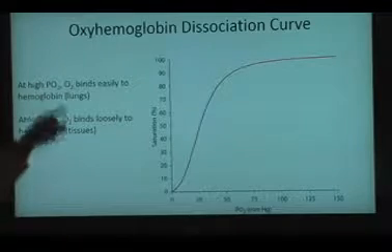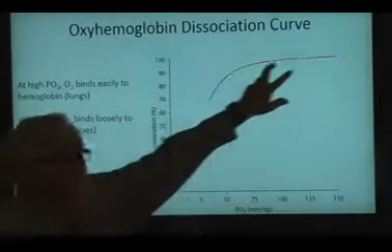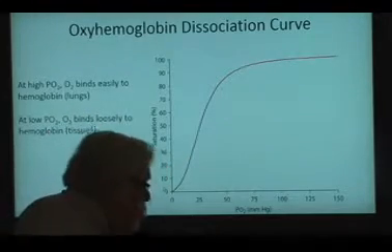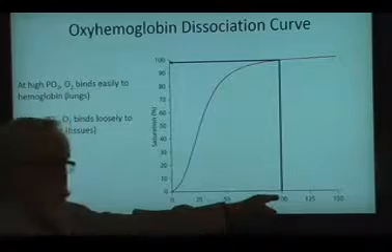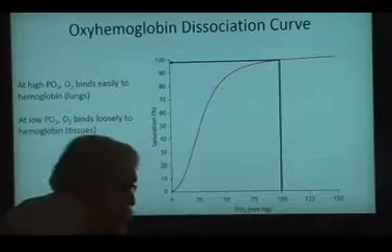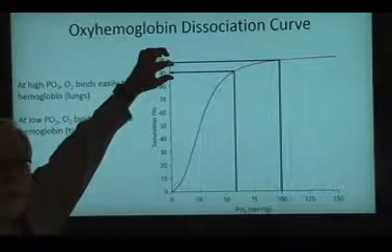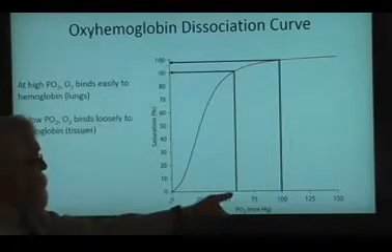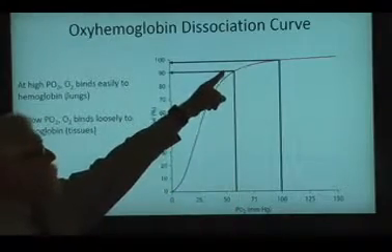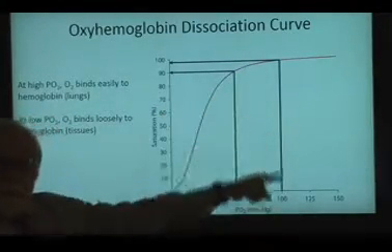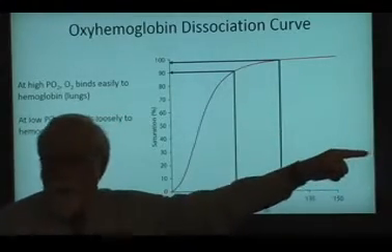For example, at a high PO2, oxygen binds easily to the hemoglobin. So, for example, the PO2 can drop from 100 in the lungs to 60 in the lungs, and the saturation drops very little. So in other words, at a PO2 of 60, oxygen is loaded onto the hemoglobin nearly as well as it is at a PO2 of 100 or 150 or 250.